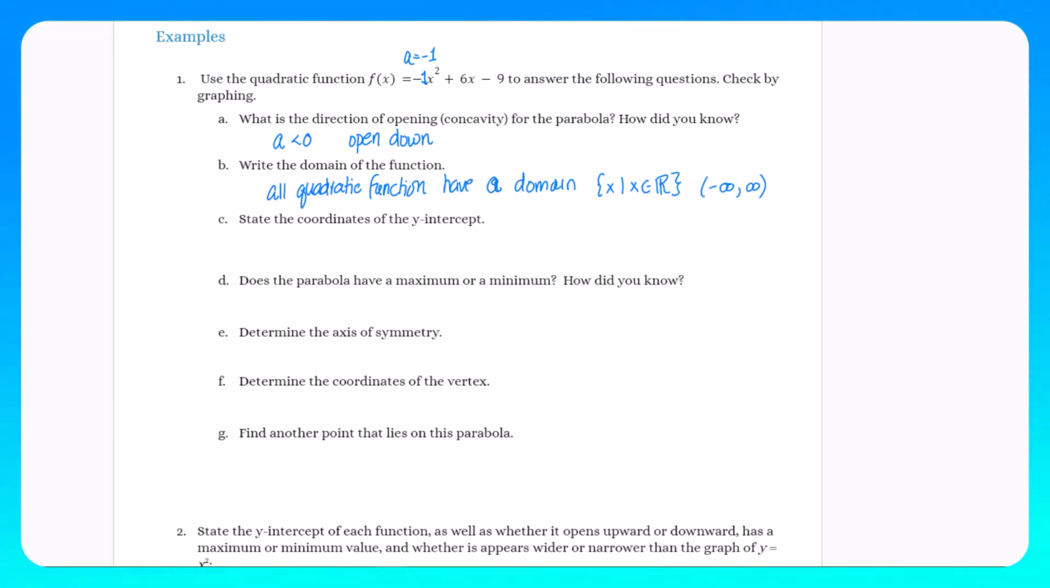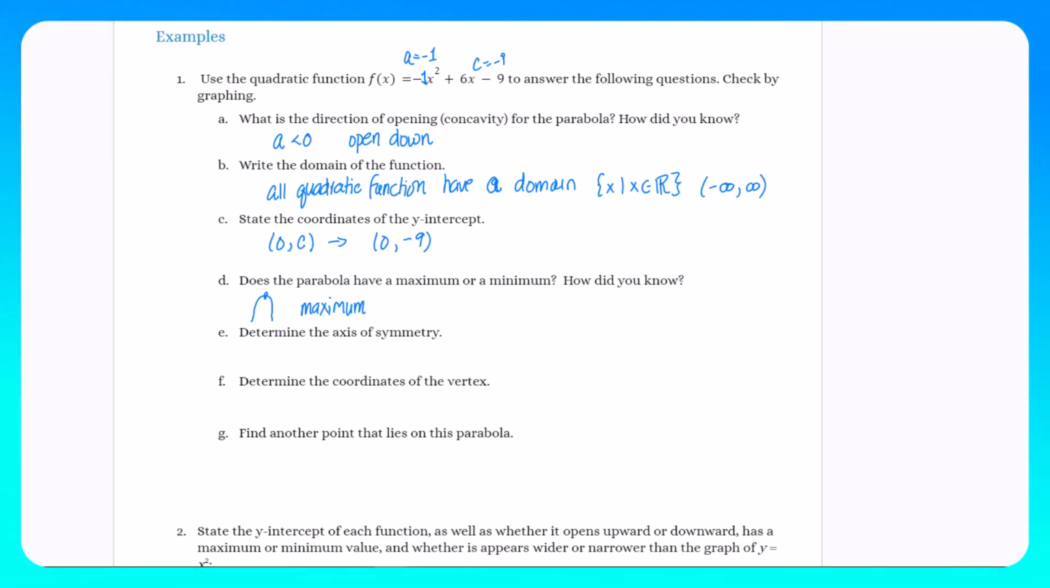It says state the coordinates of the y-intercept. Well, we remember the y-intercept can be written as 0 and c. Therefore, it is 0 and negative 9 because our c value is negative 9. It then asks, does the parabola have a max or a min? Well, we know it opens down, so the vertex is going to be the maximum point. We know that for sure.